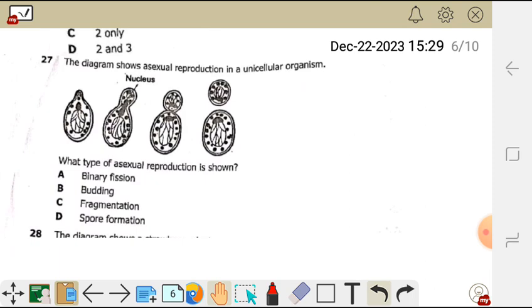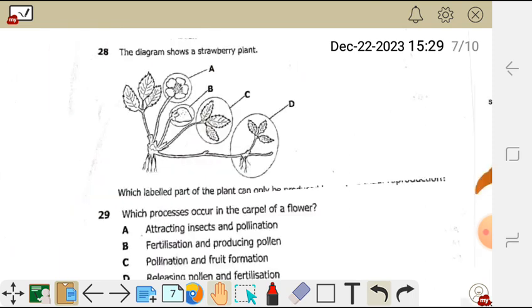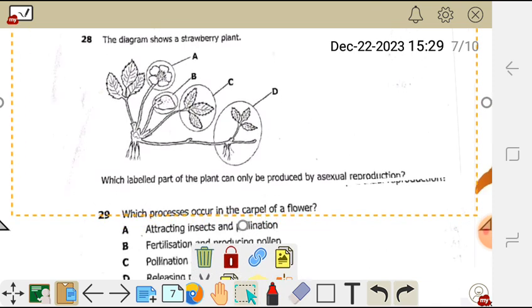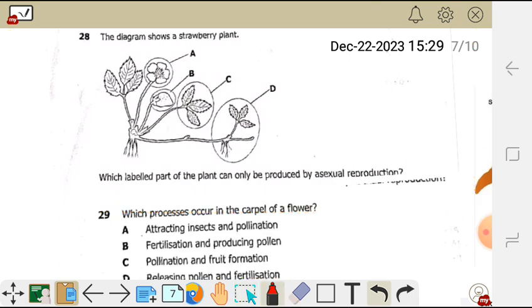Move on to question 28. The diagram shows a strawberry plant. Which of the parts of the plant can only be produced by asexual reproduction? The part which can be reproduced asexually is D. Only D can be produced asexually, without involvement of seed, without formation of a flower.